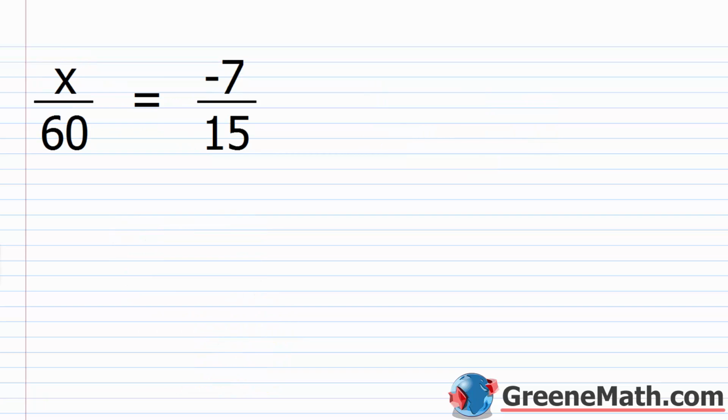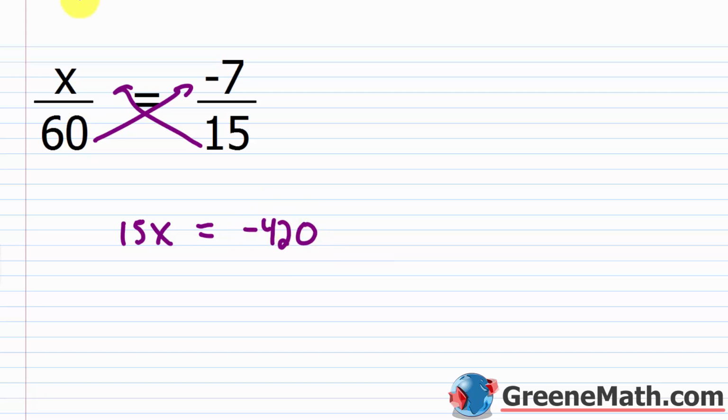What about something like x over 60 is equal to negative 7 over 15? Again, we can just set this up by cross multiplying. So 15 times x is 15x. This is equal to negative 7 times 60. Negative 7 times 6 is negative 42, and then just put a 0 at the end, so it's negative 420.